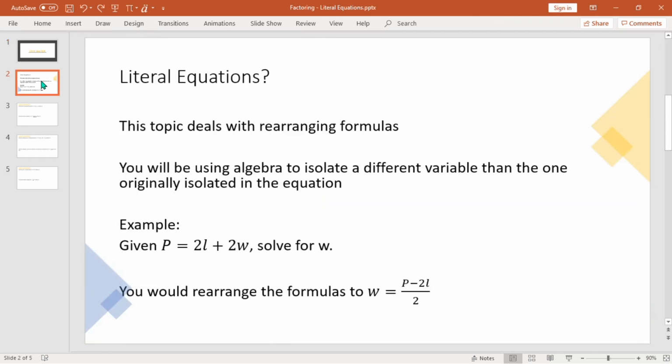So what does this mean? We're going to rearrange formulas. We're going to take our algebra and a formula that may have looked like this: perimeter is equal to 2 times length plus 2 times width, but I want to know what width is equal to. So I'm going to move stuff around and get my formula to be W equals something. So here we go.